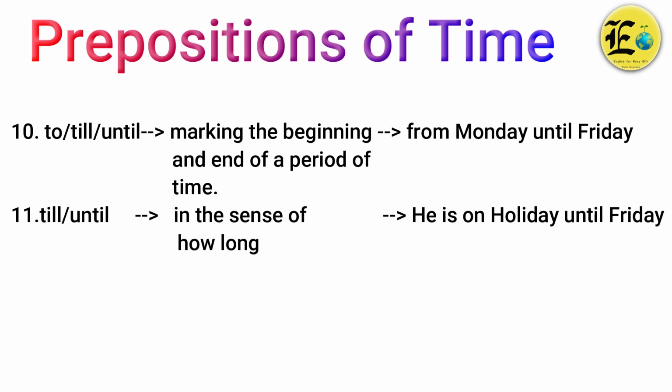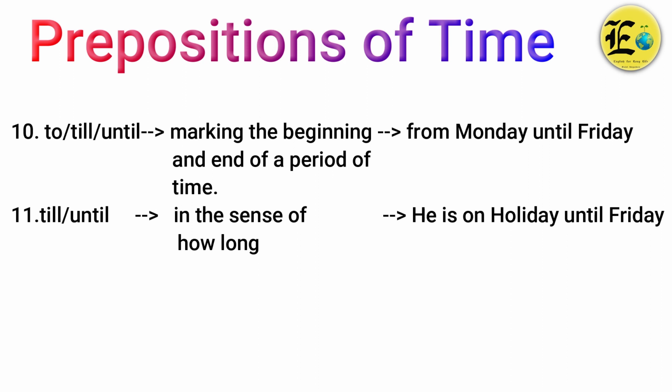You've been using them very frequently. So these are marking the beginning and the end of a period of time. So from Monday to Friday or from Monday till Friday, she's been talking to her friend on phone from 5 until 6. So these prepositions to, till and until are used to talk about a starting point and an ending point of a particular time or an action.